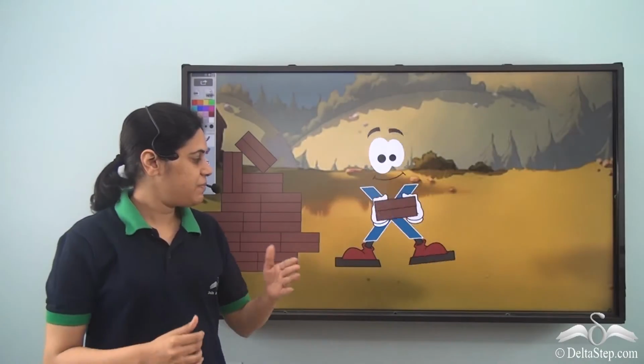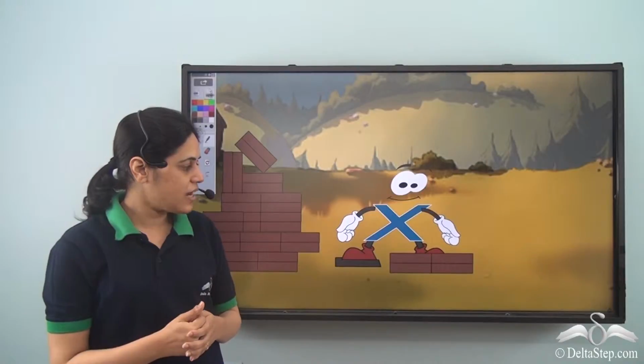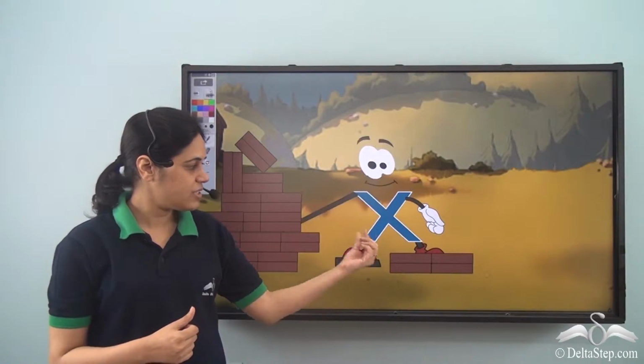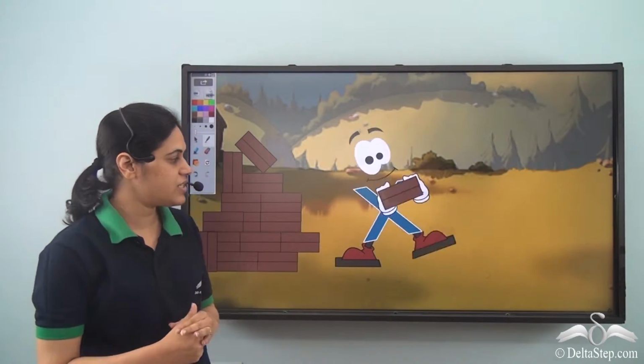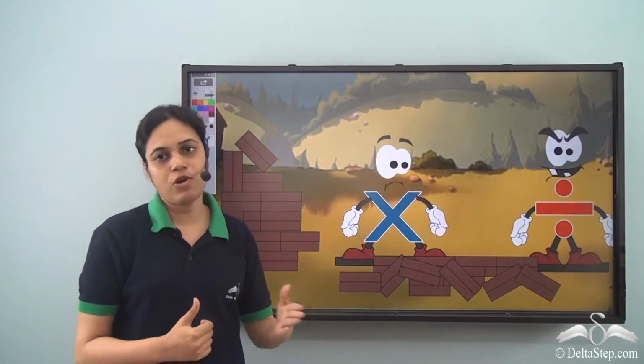Now once multiplication wanted to build a wall around his house. So he started putting two bricks, two bricks, two bricks. So he started putting these bricks together, taking two at a time. But on that day, division behaved like a very mischievous boy. He came and broke the wall built by multiplication. And multiplication was very sad.